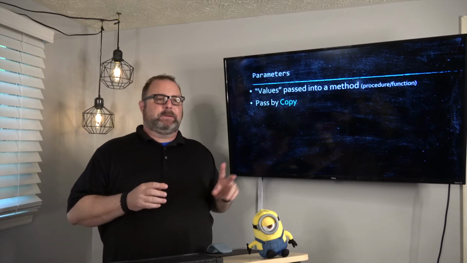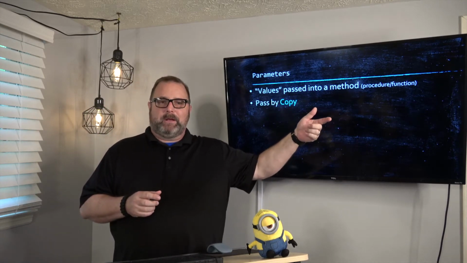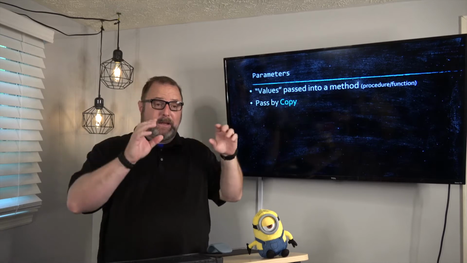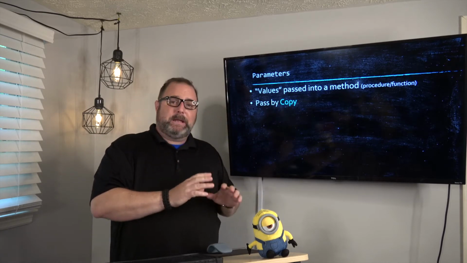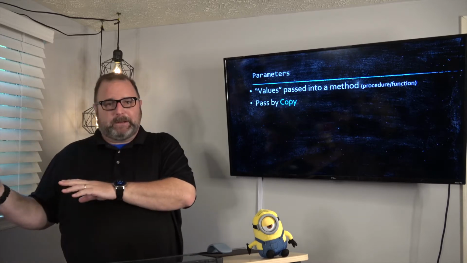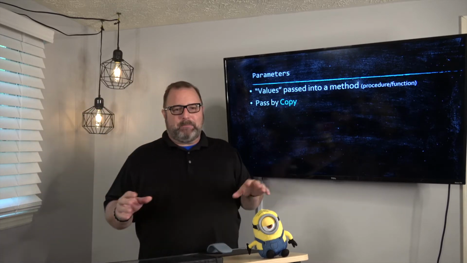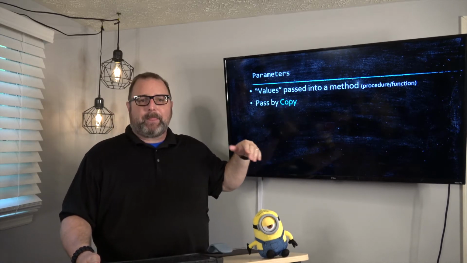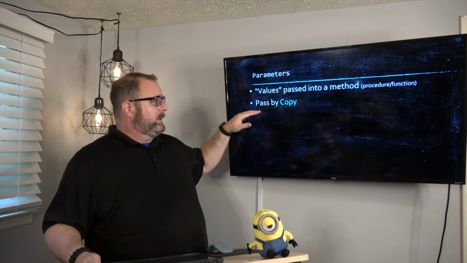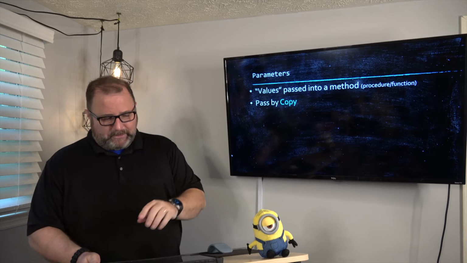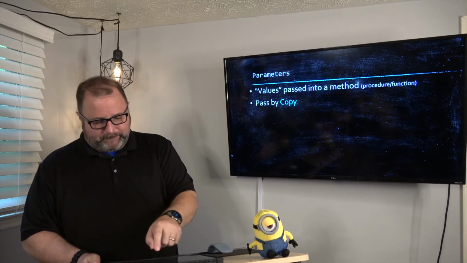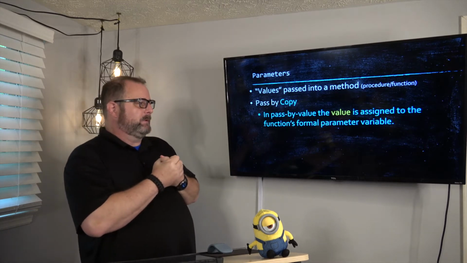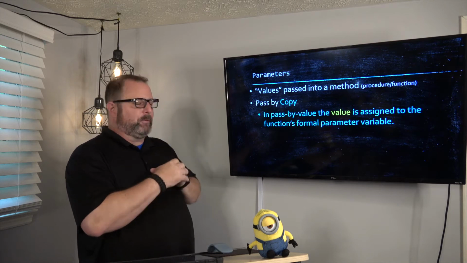There's two ways that we can send values into a method. Now, the actual syntax of how we do this is going to be a specific video or videos in each of my language series because it varies. But the basic methodologies of how we pass parameters into methods are the same. And that is either pass by copy, and we'll talk about the other one in a minute, but pass by copy is where we are passing by value, the value assigned to the function's formal parameter variable.